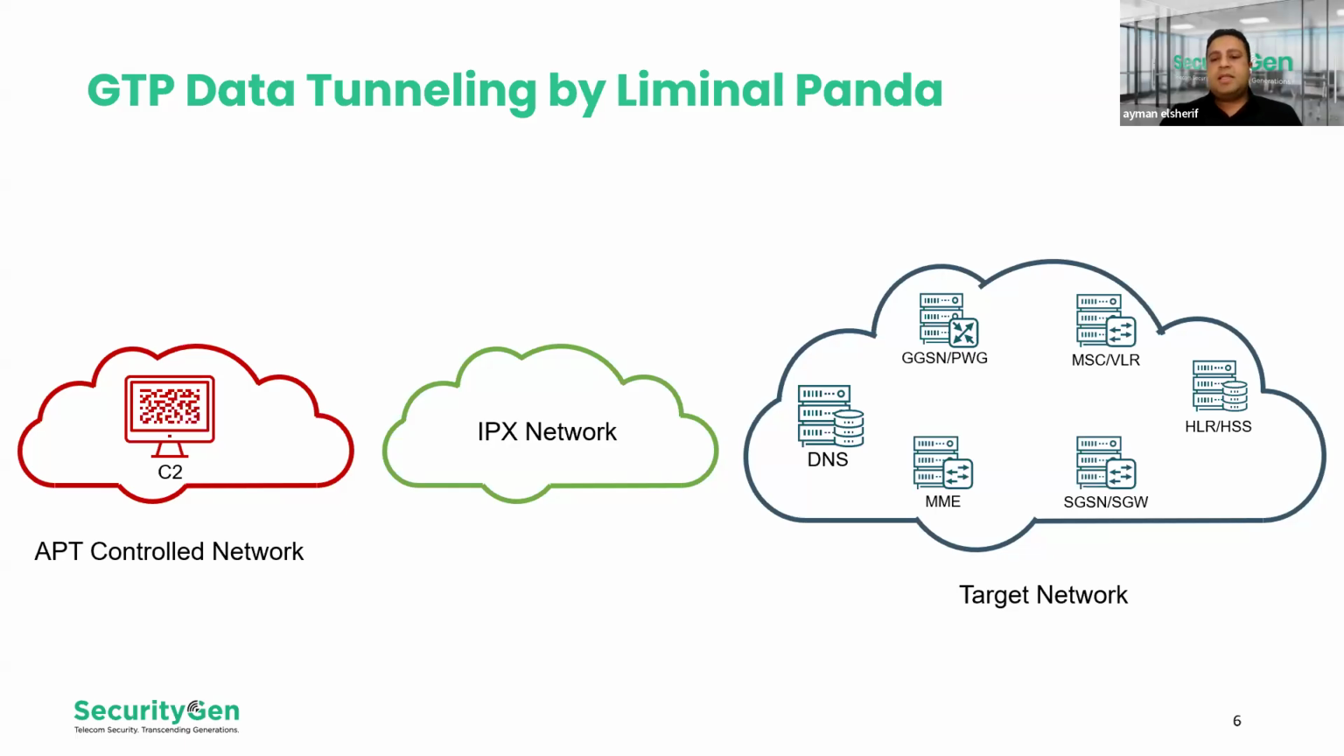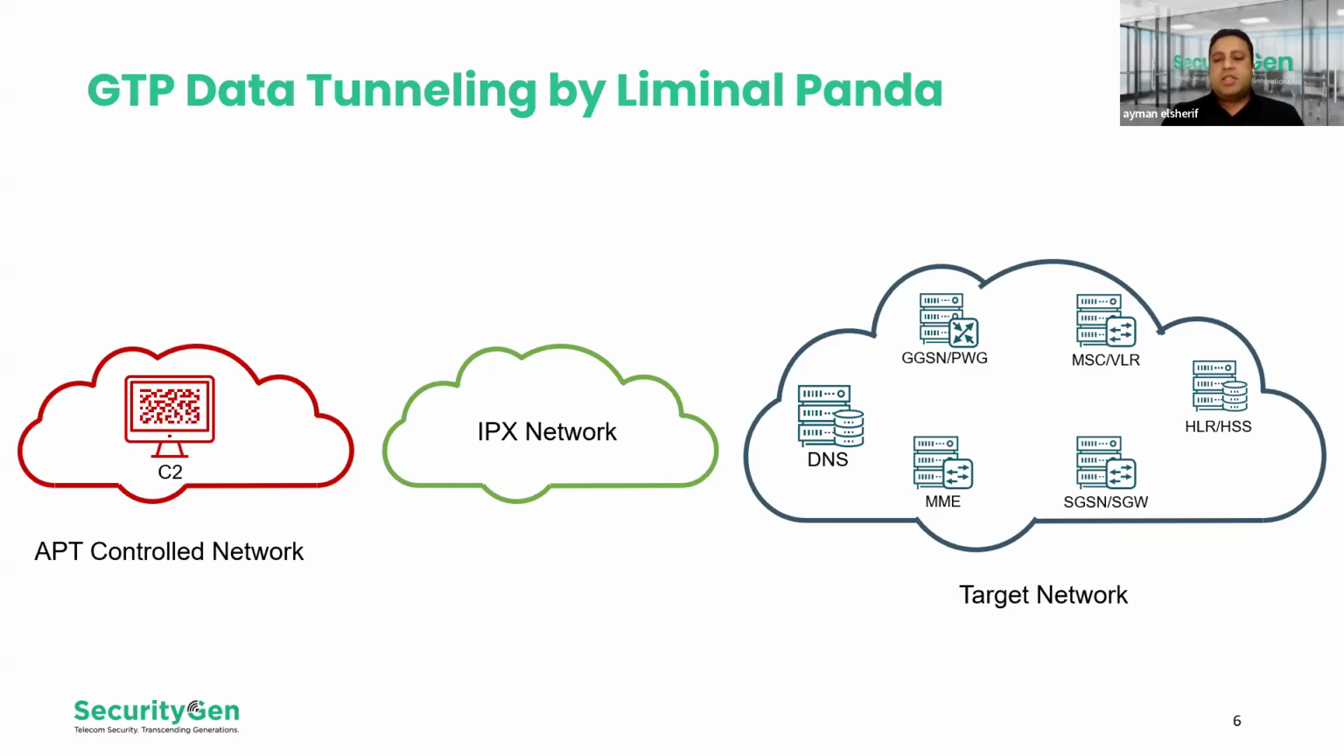However, this also means that these protocols are closely monitored for security abuse. But what sets Liminal Panda apart is the use of SS7 and GTP for this activity, completely bypassing the traditional monitoring on DNS and HTTP traffic.